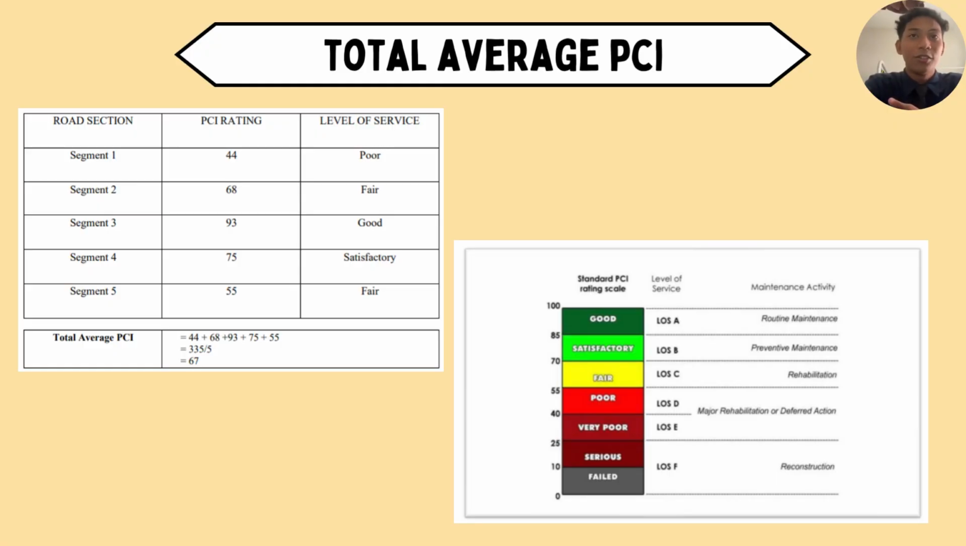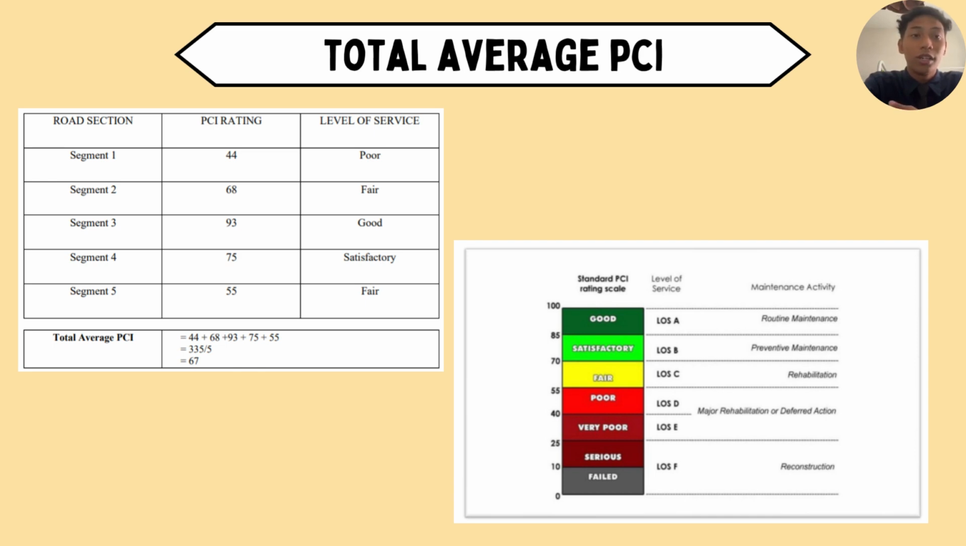For the total average of PCI for each segment, the PCI rating for segment 1 is 44, which means the level of service is poor. For segment 2, the PCI rating is 68, which means the level of service is fair. For segment 3, the PCI rating is 93, which means the level of service is good. For segment 4, the PCI rating is 75, so the level of service is satisfactory. The last segment, segment 5, the PCI rating is 55, so the level of service is fair.